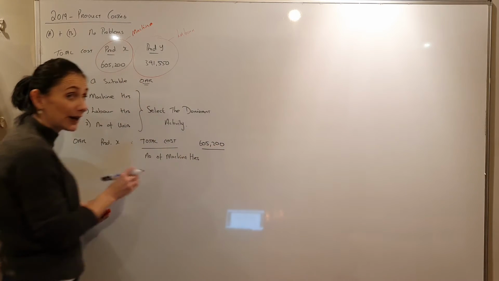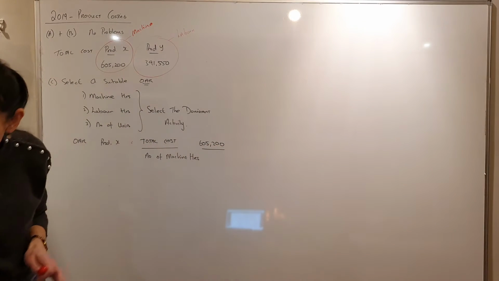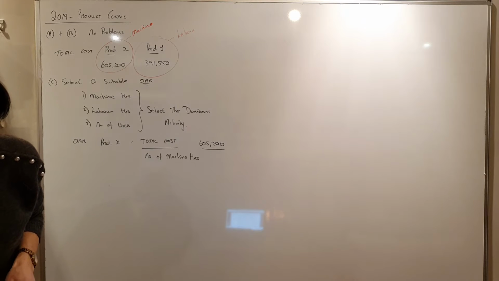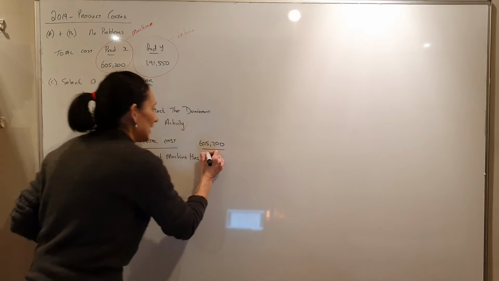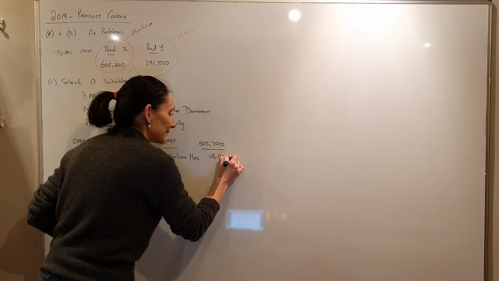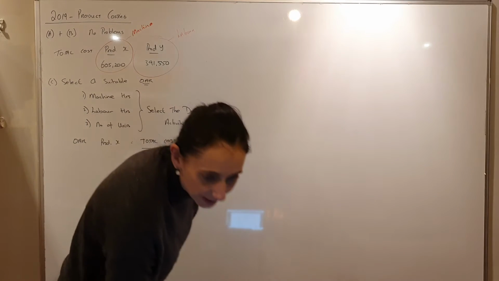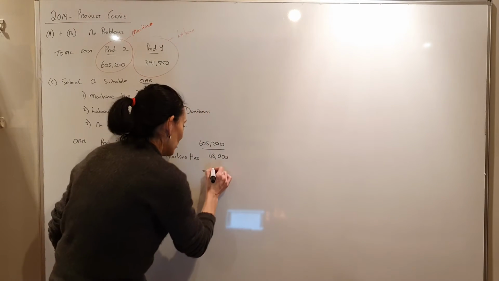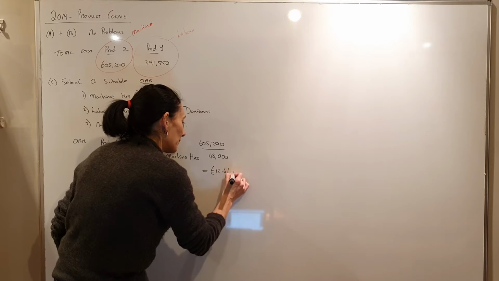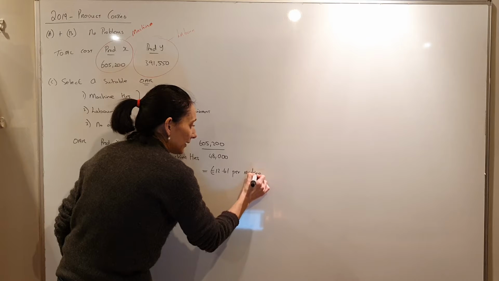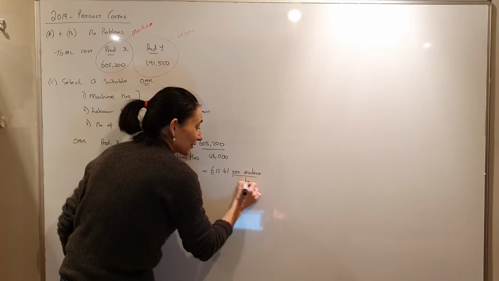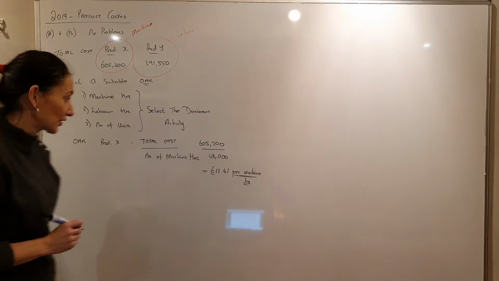Now again, you have to use machine hours for the whole year, and machine hours for the whole year for the production department, sorry, what am I on? For production department X is 48,000 hours. So that will give me an answer here of 1261 per machine hour. Now it's important to write that down for yourself even, because if not you're going to get mixed up.